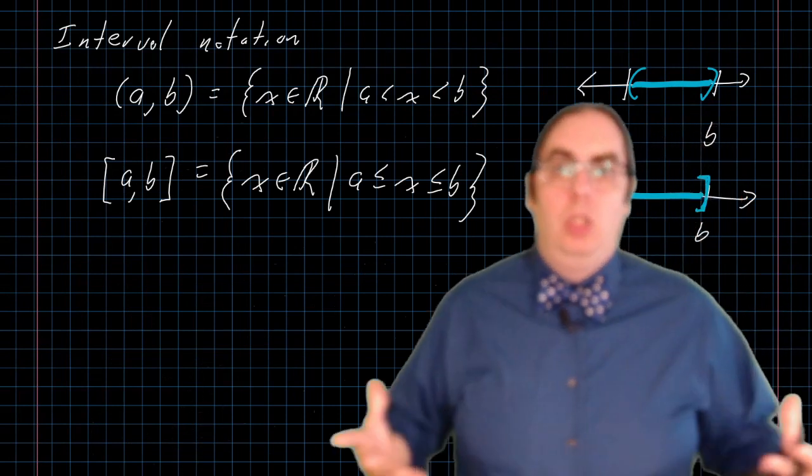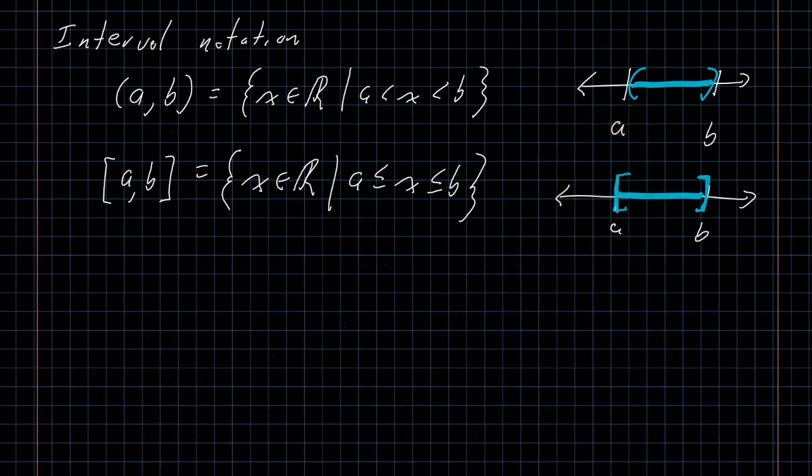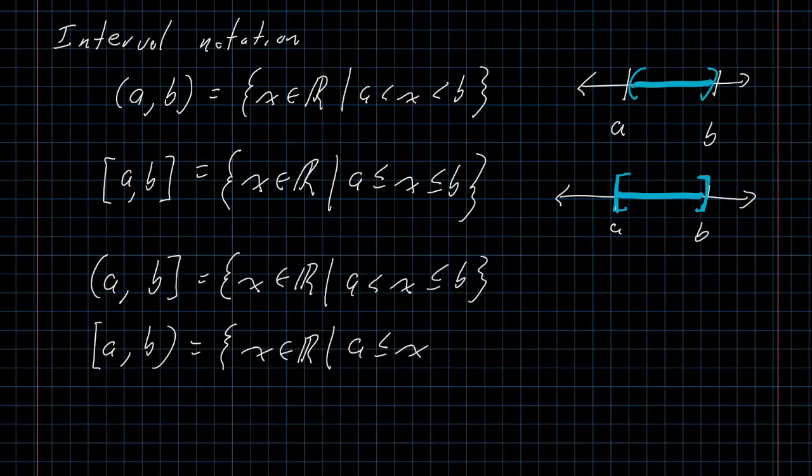You can mix and match. You're not stuck with one or the other. You can have the interval that is open on side A and closed on side B, or closed on A and open on B. Those are perfectly valid. And they do exactly what you think they would. They include one but not both of the endpoints in the inequality.